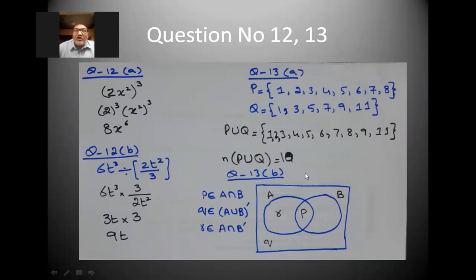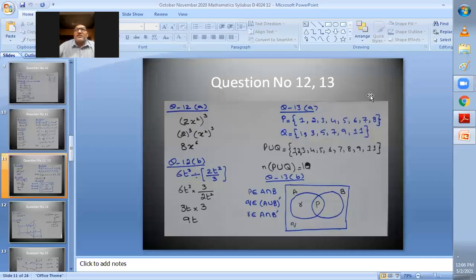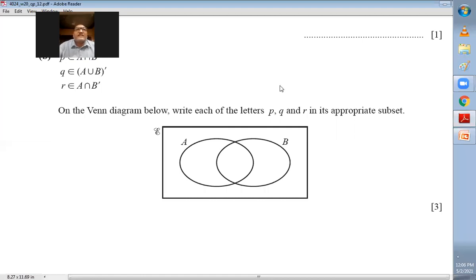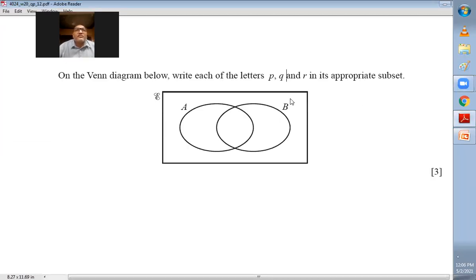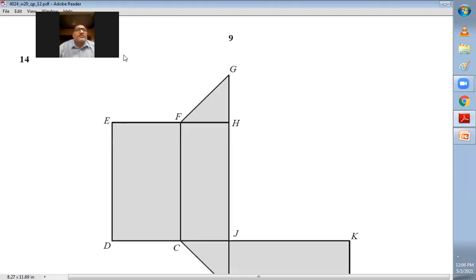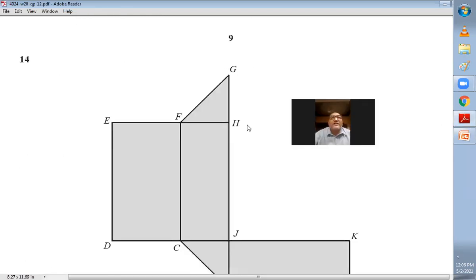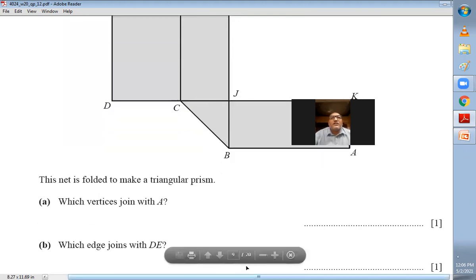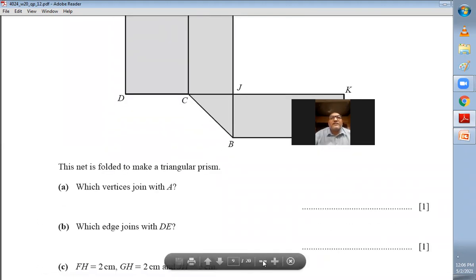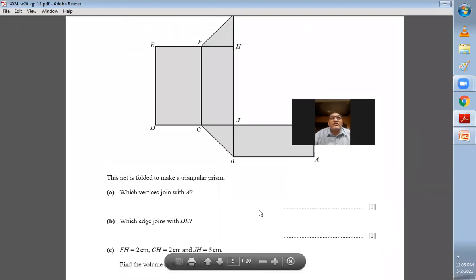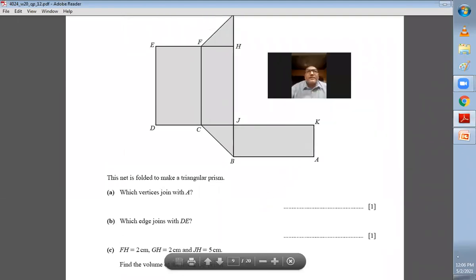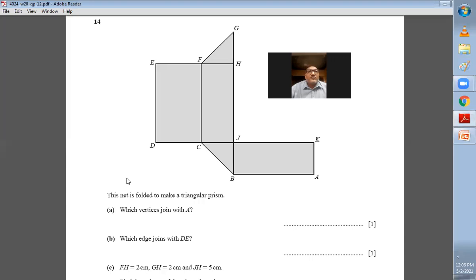So this is how you do it. I hope that you have understood how we have put those members in the correct subsets. It's a 3-mark question, important question. Okay, so let's move to the next question. The next question coming up on your screen is question number 14. Let me reduce the size a little bit so you can see the whole question. This is question number 14.